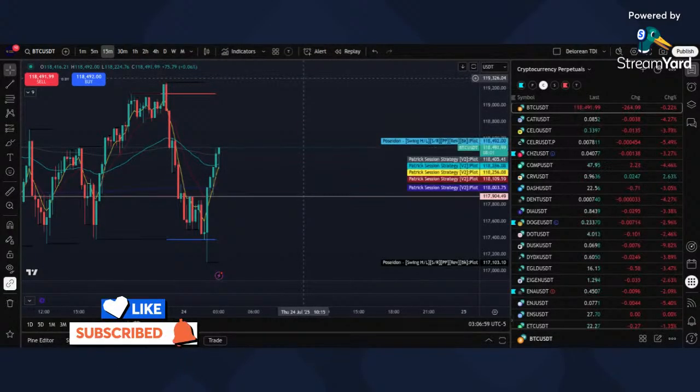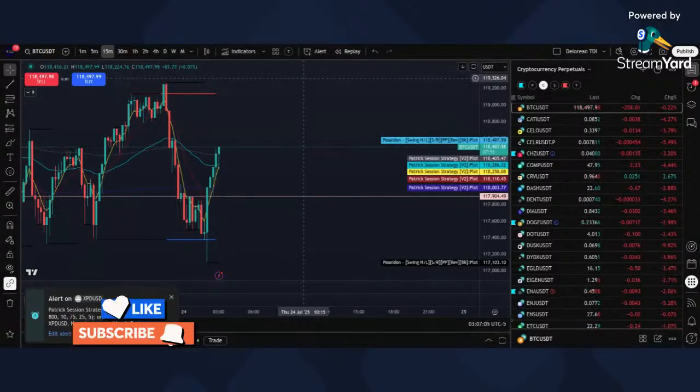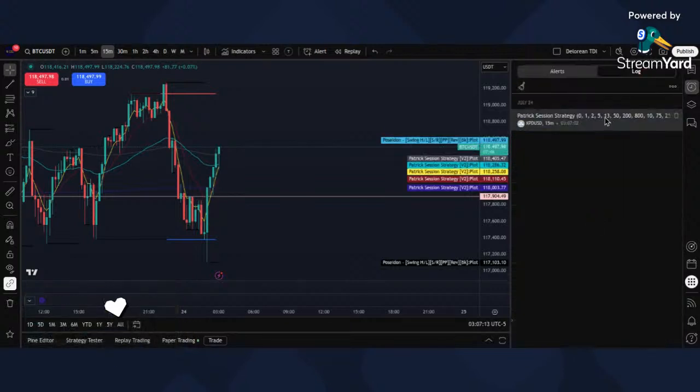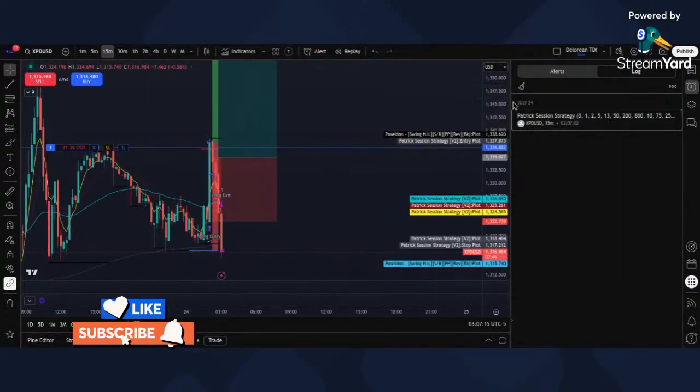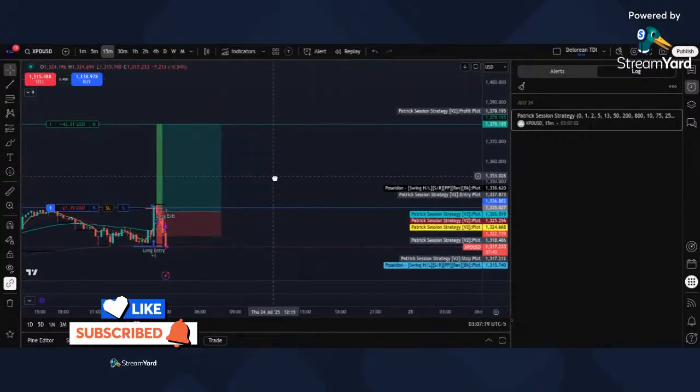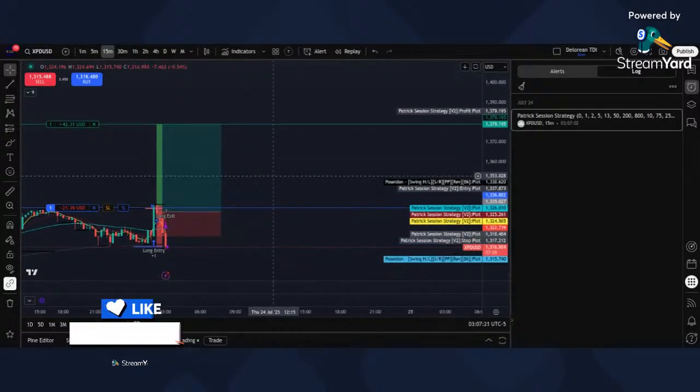Eight minutes left to go to the quarter of the hour. And it looks like we hit stop loss on Palladium versus US dollar. Let's take a look. And we did. That is unfortunate.